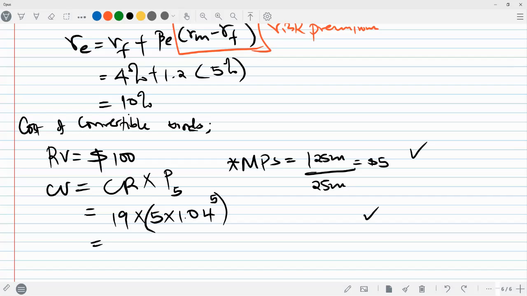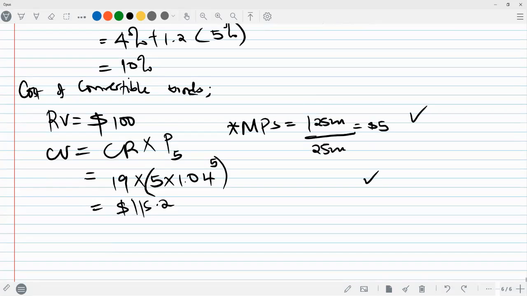And what's the conversion value? We compare with the redemption value. $115.52.